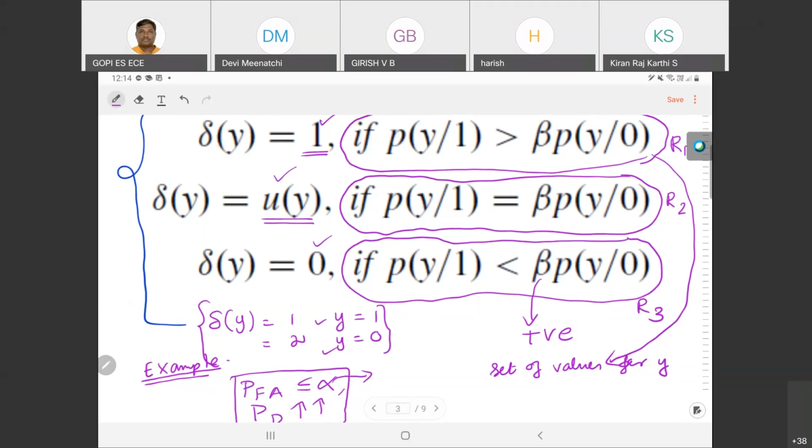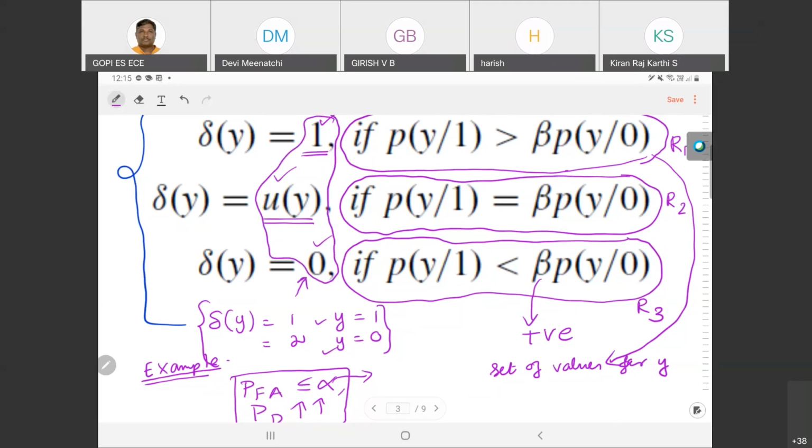Delta of y equal to 1 if probability of y given 1 greater than beta times probability of y given 0, and that is equal to u of y, a function of y, if probability of y given 1 is equal to beta times probability of y given 0, and delta of y equal to 0 if probability of y given 1 is less than beta times probability of y given 0. And once again I remind you, these are the probabilities. As far as randomized decision rule is considered, this is the probability.